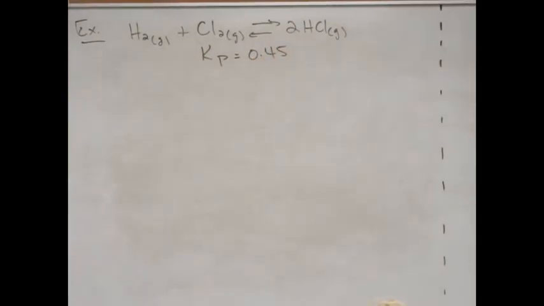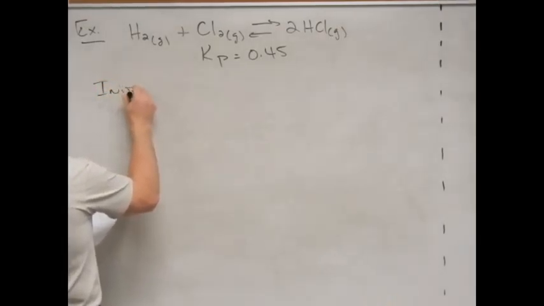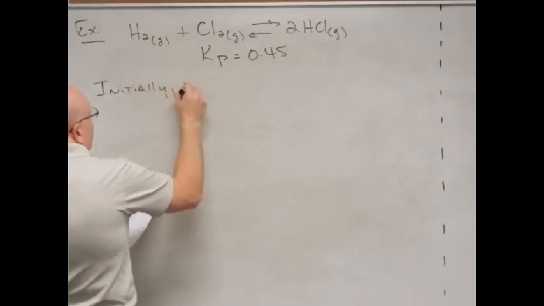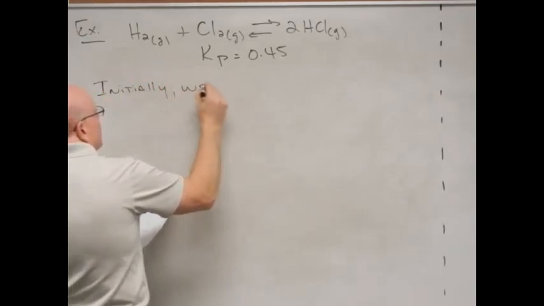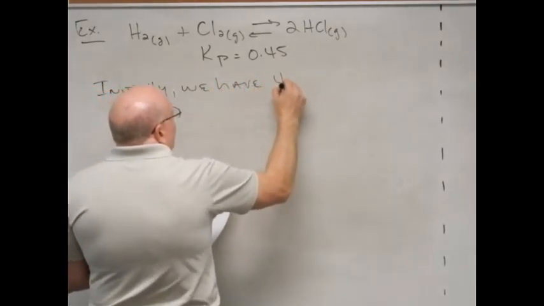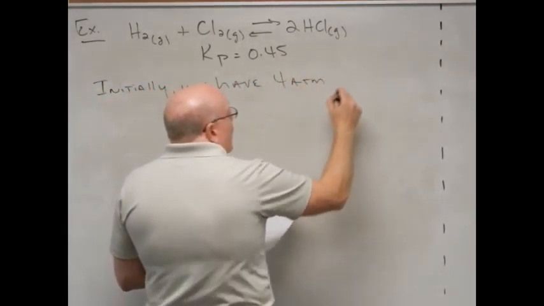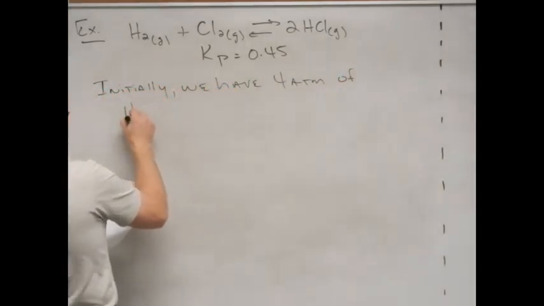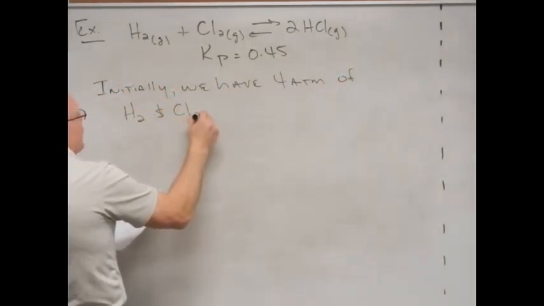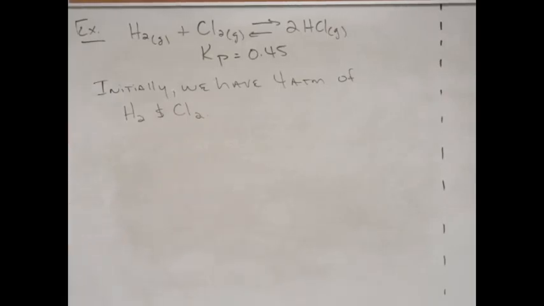They tell us that we have a balanced chemical reaction. We have an equilibrium constant Kp, and they tell us at the initial point, initially, we have 4 atmospheres of H2 and Cl2. That's our starting amount. Starting amount, not at equilibrium, what we're starting with.